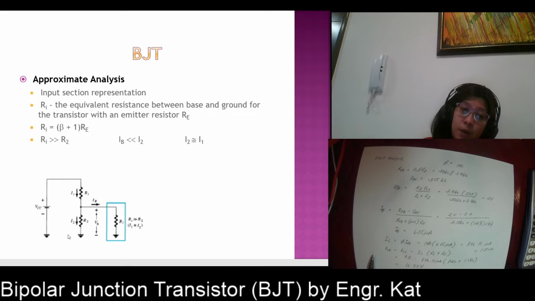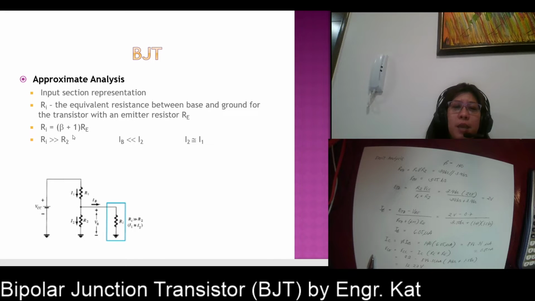And when your I1 is approximately equal to your I2, this R1 and R2 become a series circuit. That's why it is called voltage divider, because when R1 and R2 are in series, your VCC will just be dividing between R1 and R2. That's why it's called voltage divider configuration. But this is not always the case. For this to be approximately equal, your Ri here, or the equivalent resistance between the base and the ground, should be much, much greater than R2.